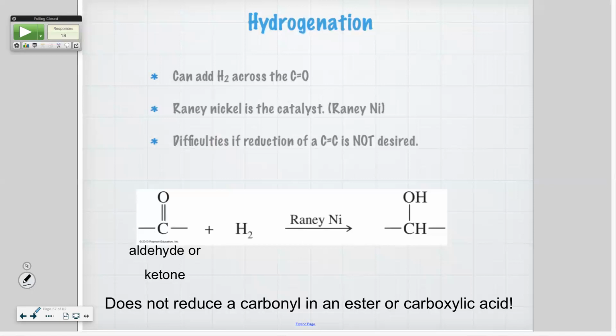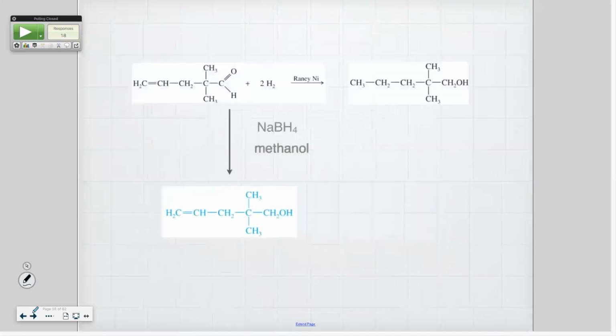Okay. Well, the thing with Raney Nickel is it will reduce your carbonyl to your alcohol, okay? It does not reduce a carbonyl in an ester or a carboxylic acid, but it does reduce double bonds, okay? So you're gonna reduce carbonyls and double bonds. It would also reduce triple bonds. Most people don't do that, but yeah, it's hard enough to deal with that triple bond.